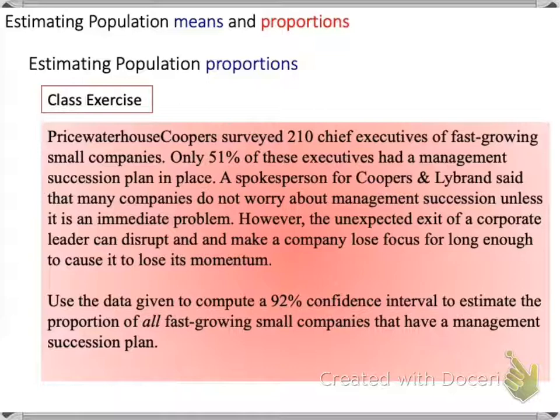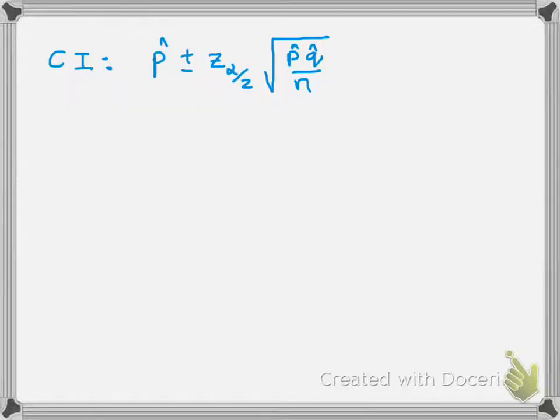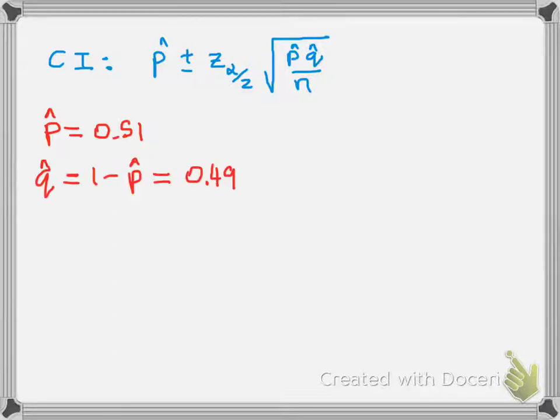So to answer this question, all we want to do here is to create an interval estimate of companies that have a management succession plan. Given that in a random sample that was chosen, only 51%, the sample proportion is 51%. So the information we have will help us to create a confidence interval as shown. We need to find the point estimate, and we need to figure out what the error estimate is. Our point estimate we're given is 51%, which is 0.51, and q hat, which is the complement of that, is 49% or 0.49.